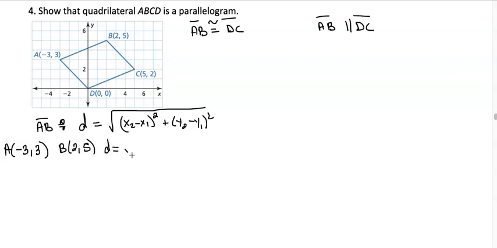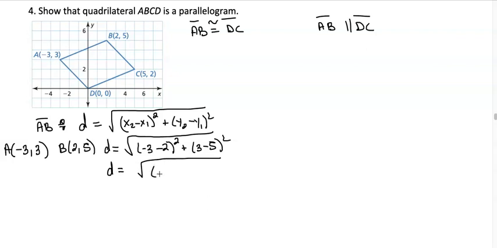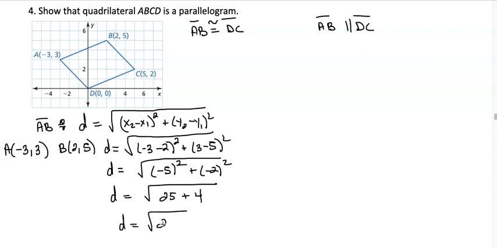So when I plug this in, I get negative 3 minus 2, subtract my x values, plus 3 minus 5, subtract my y values. I get d equals the square root of negative 5 squared plus negative 2 squared. Just remember when you square these numbers, they should both be positive. So I got 25 plus 4, and d is equal to the square root of 29.